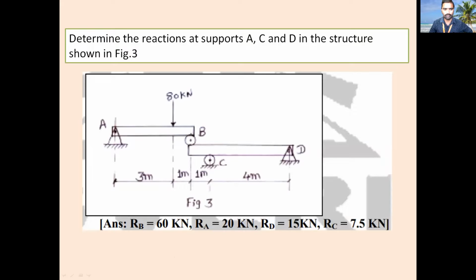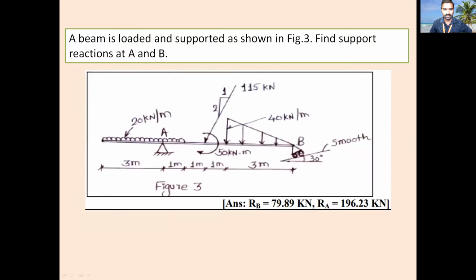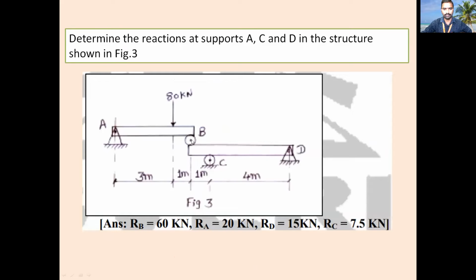See, this is one problem. First you have to take the AB beam and find out the value of RA and RB. After finding RB, apply that RB on the BD beam. So find out RC, RD. Here you just have to find out all the vertical reactions RA, RB, RC, RD.